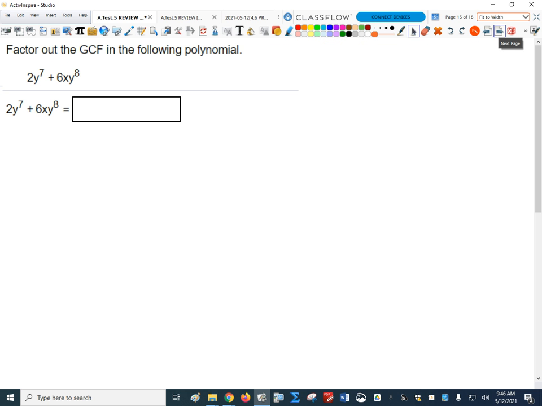So now here are the bonus questions. These are kind of tough, right? Okay, so I mean, if we don't get through these, that's all right. These are only worth 1 point apiece. What's the GCF here?